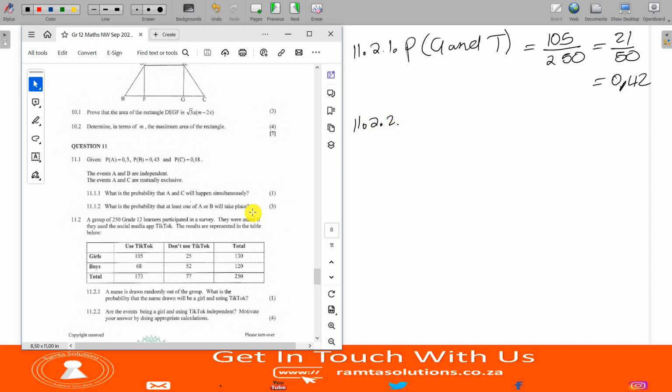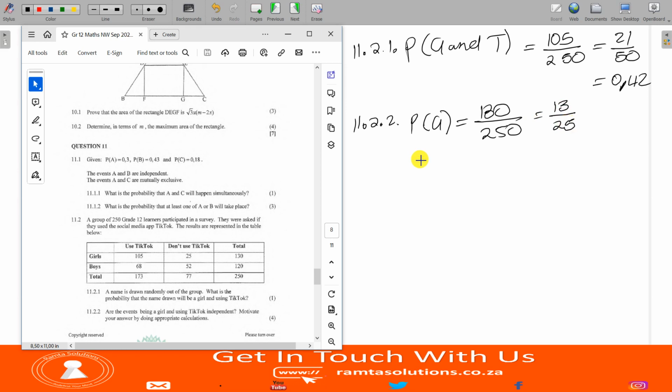11.2.2, are the events being a girl and using TikTok independent? Okay, so you're going to start. What is the probability of being a girl? How many girls are there? 130 over 250. So this will be 13 over 25.